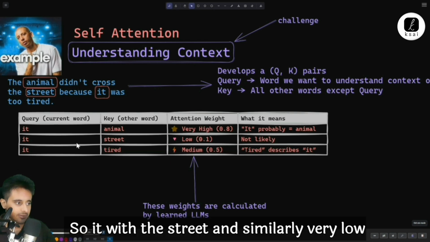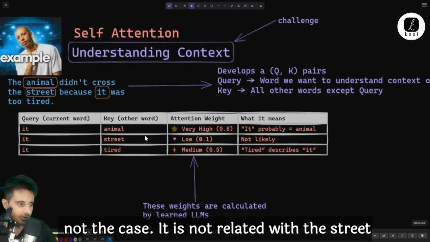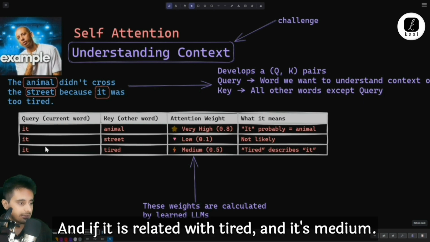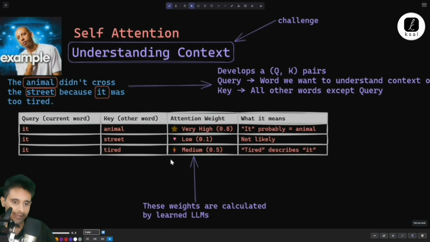So it is compared with the street, and similarly, very low. So if it is very low, then okay, it is not the case. It is not related with the street. And if it is related with tired, then it's medium. So maybe it is actually related with tired and animal. That is how an LLM actually understands it, right?